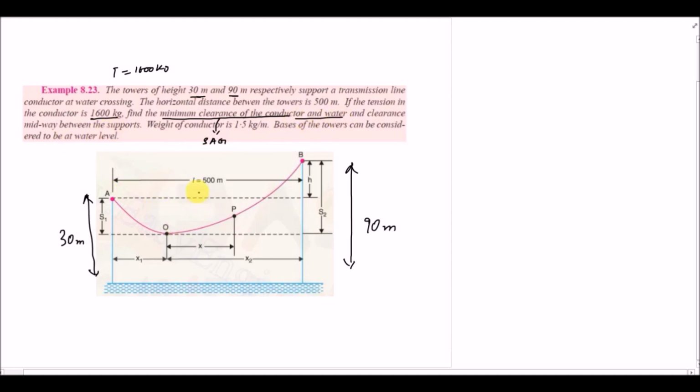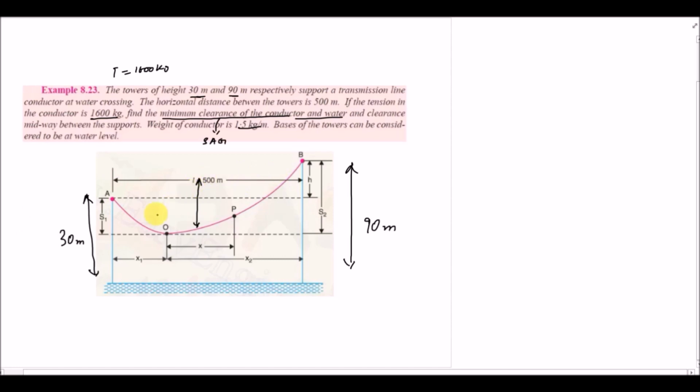And the second one is that we have to find the height of the conductor at the center of the transmission line. So we have to find at some particular point. For example, in this point we are given as P, so we have to find the height of this point P from the water, and we also have to find the minimum clearance between the water and the conductor. And we are given the weight of the conductor, which is 1.5 kilogram per meter. Bases of the tower can be considered at the water level.